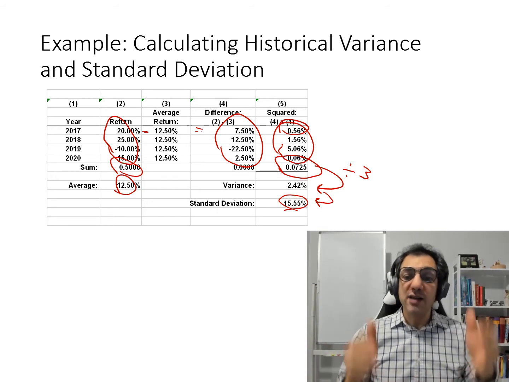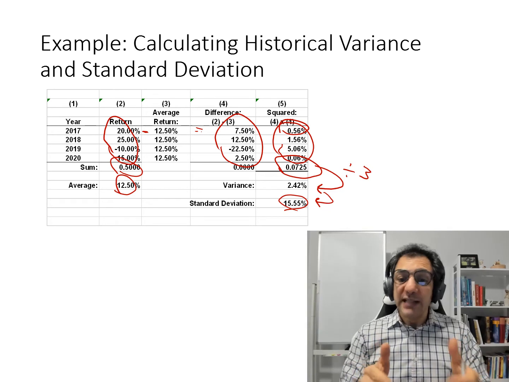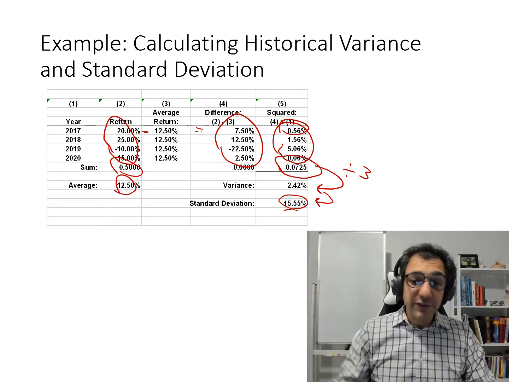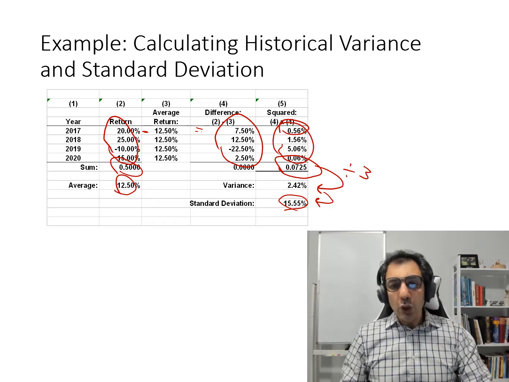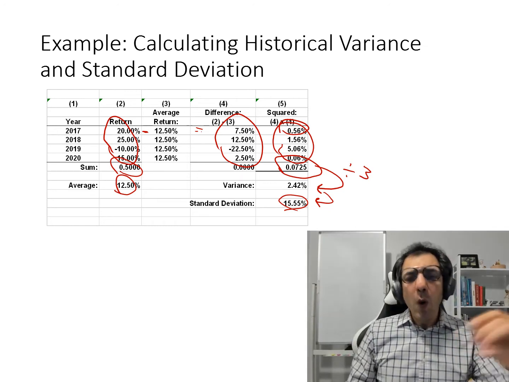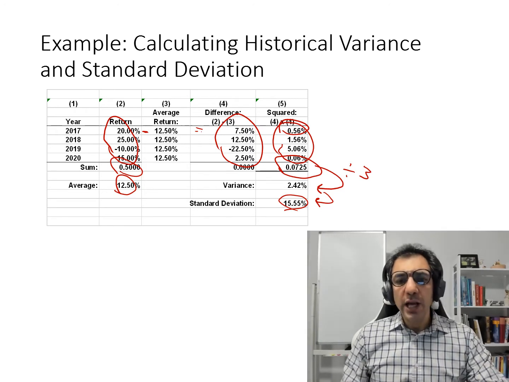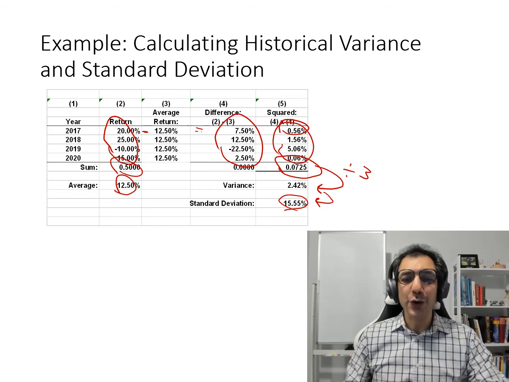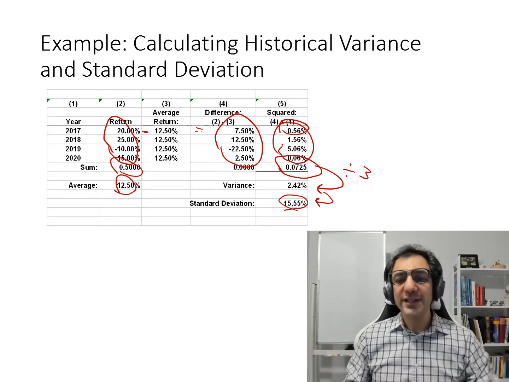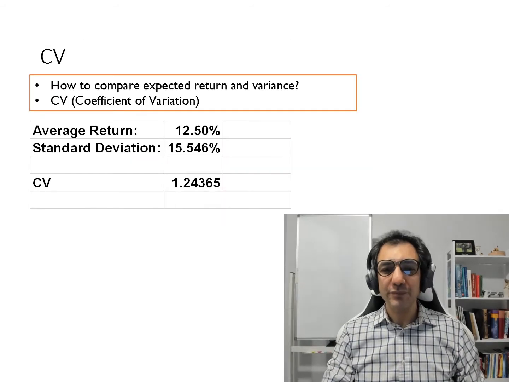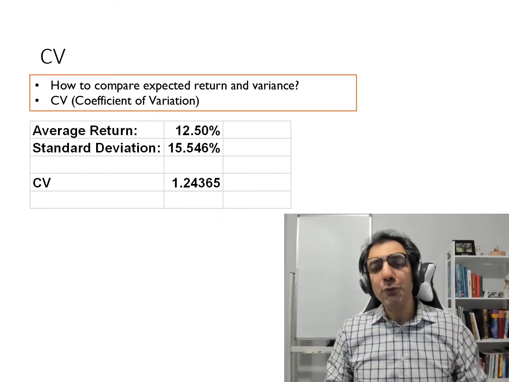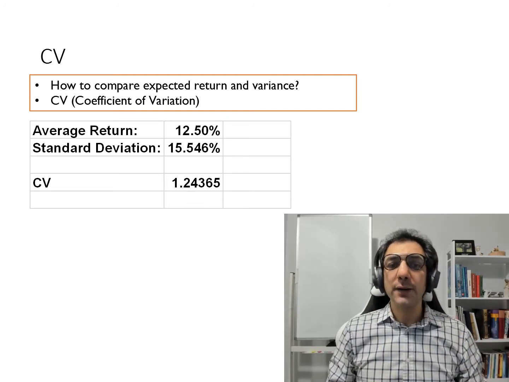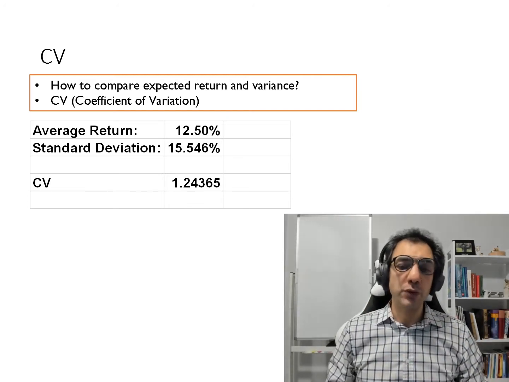Again, is this high or low? It depends on other investments or opportunities you have. A higher standard deviation means higher risk. Lower means lower risk. Now, one way you can standardize your risk and return is using CV, or coefficient of variation. What is CV? The CV helps you to compare the return with the variance or standard deviation more specifically.